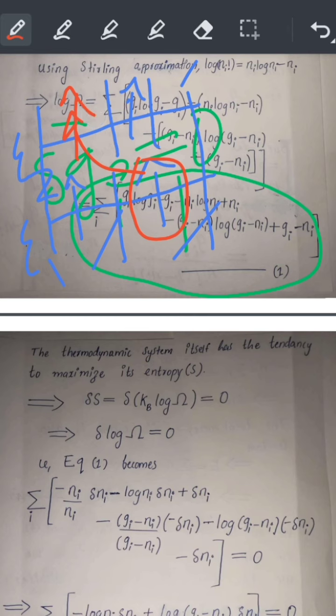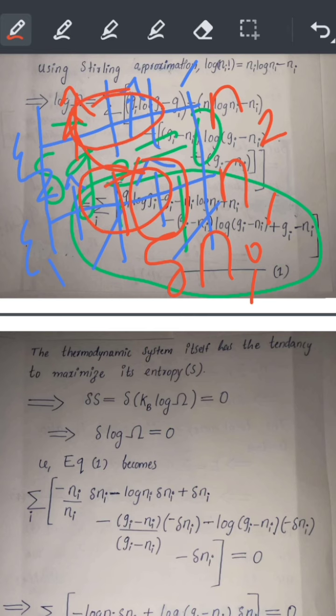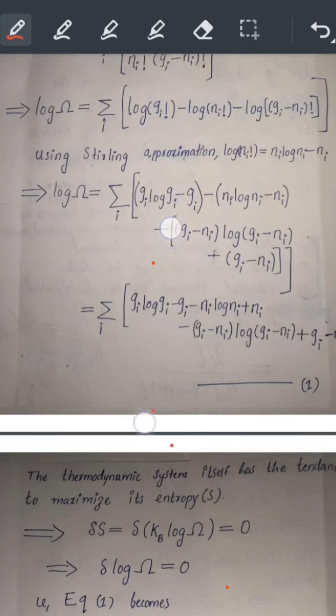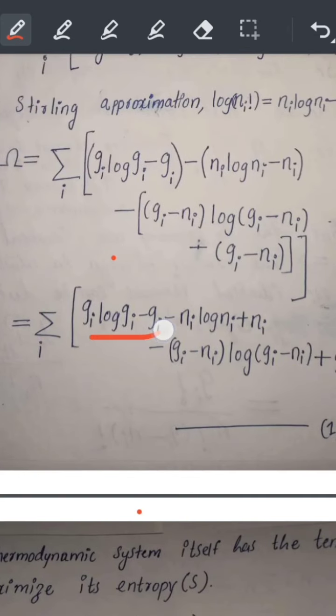So the ni, n1, n2, etc. can change. So there is a delta ni that can exist, but delta gi is always 0, because the degeneracy, the number of states, is fixed. It is 2 here, it is 3 here, it is fixed. On taking the differential, you can see that the differential of gi log gi minus gi is equal to 0.